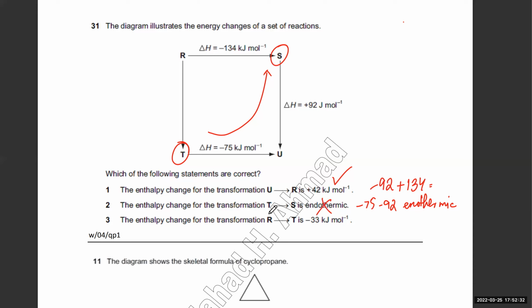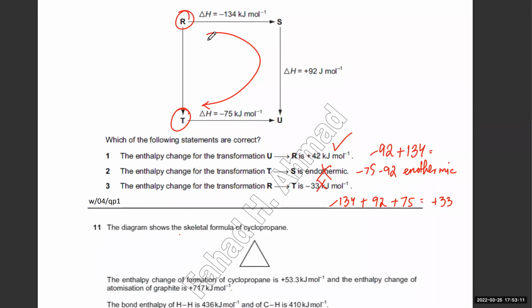And the third one is R to T. So how do you go from R all the way to T? R to T is minus 134, then it's plus 92, right? Yes. And this arrow is in the opposite direction, so that's going to be plus 75. So this, I think, comes out to be plus 33, not minus 33. Yeah, it's plus 33. So that is what Hess law is.